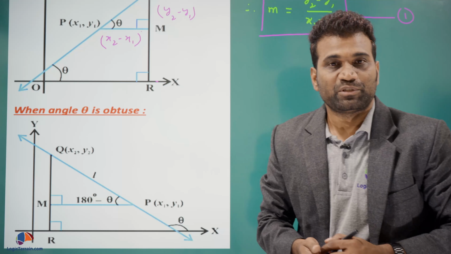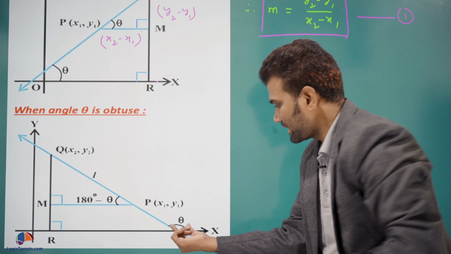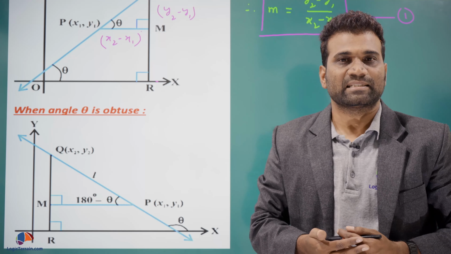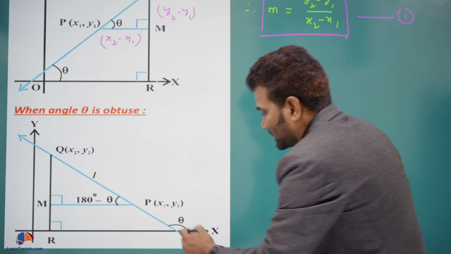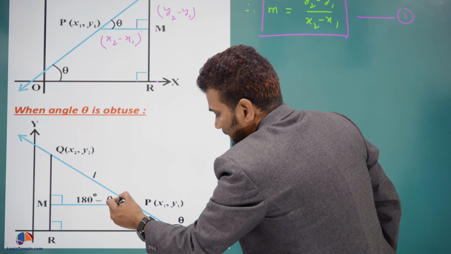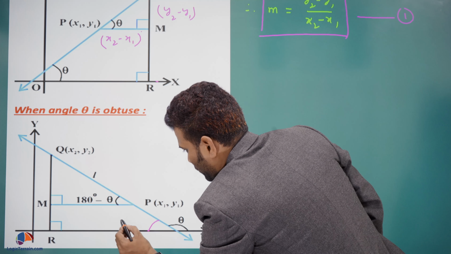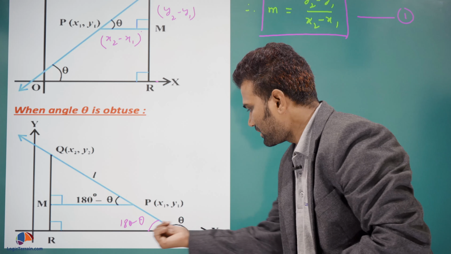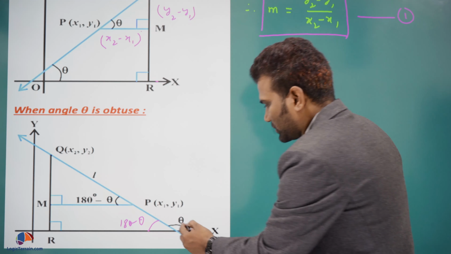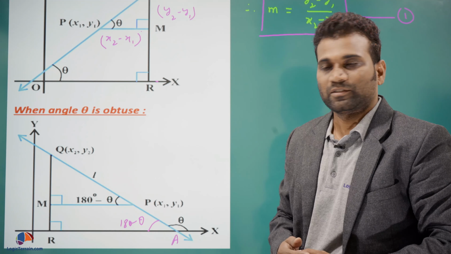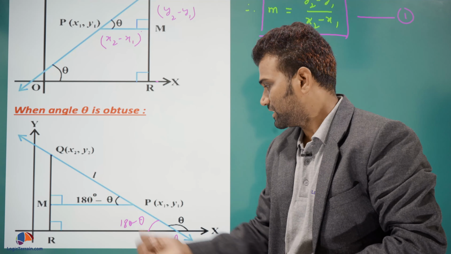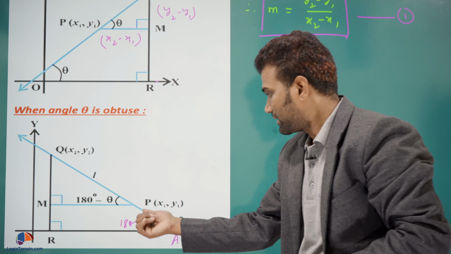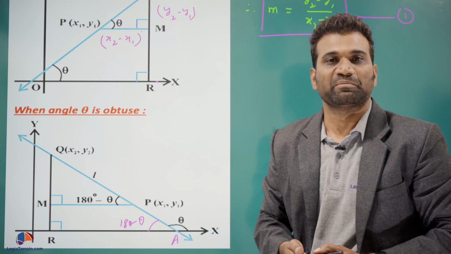Now when angle theta is obtuse, which means the angle lies between 90 degrees and 180 degrees, this angle is theta and this is line L, and this will be 180 minus theta, since this is a linear pair and the sum of these two angles is 180 degrees. We know this line PM is parallel to AR, and these two are corresponding angles. So this is 180 minus theta, and this is also 180 minus theta.